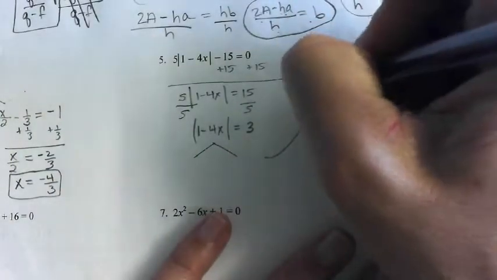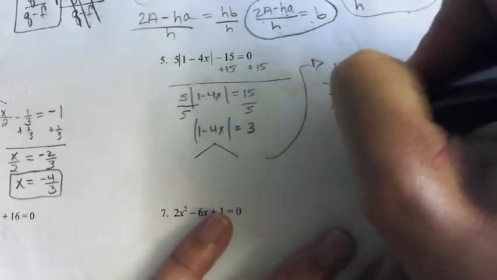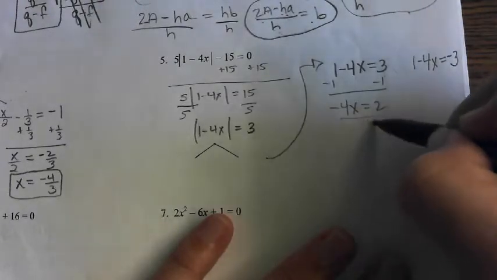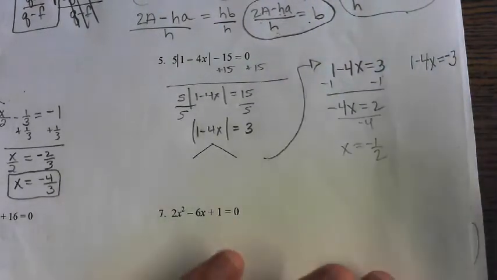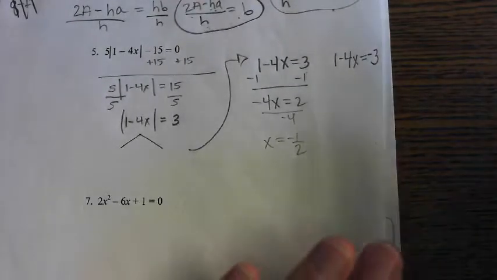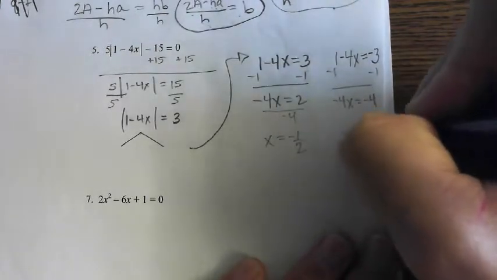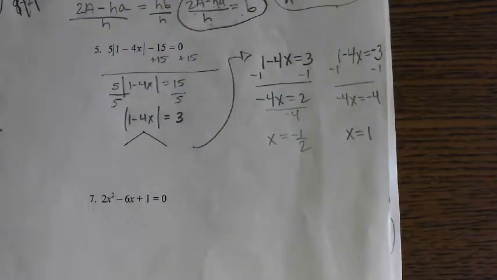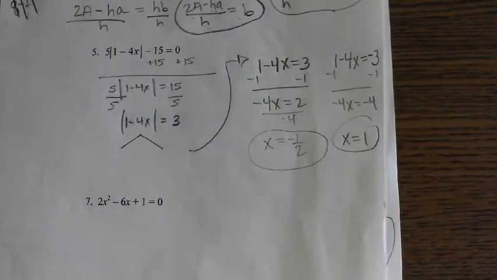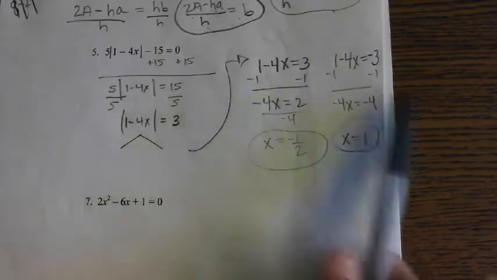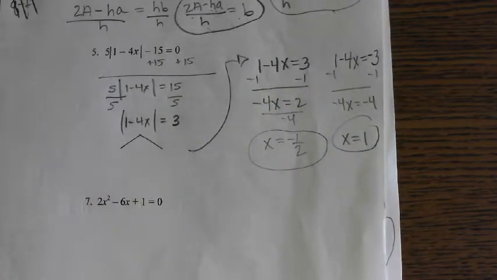So now we would subtract 1 from both sides. Divide by negative 4. And there's one solution, and then your other solution. When you branch off and write those two mini equations, that's handling the absolute value. So after that point, there are no more absolute value signs. Any questions on that?